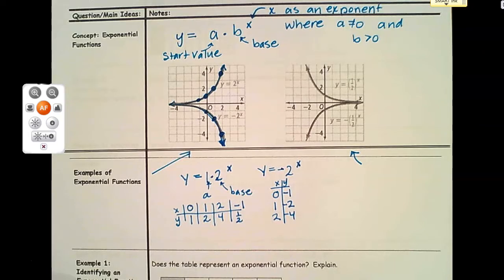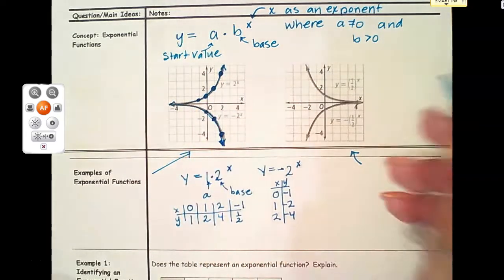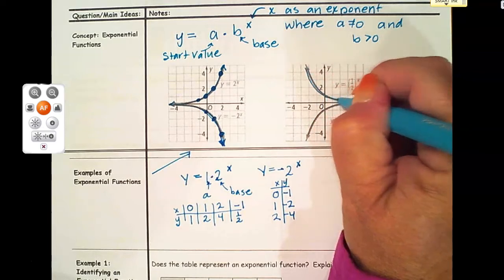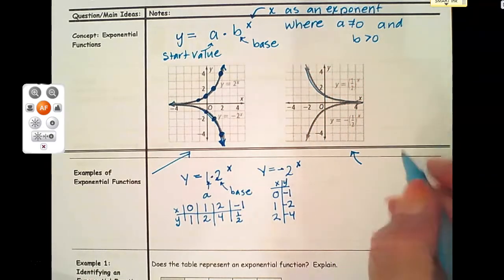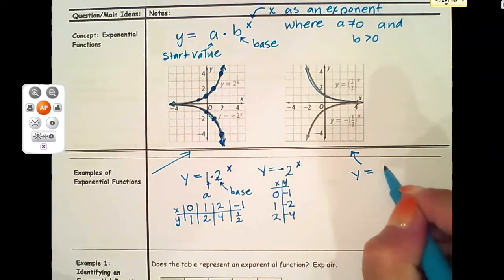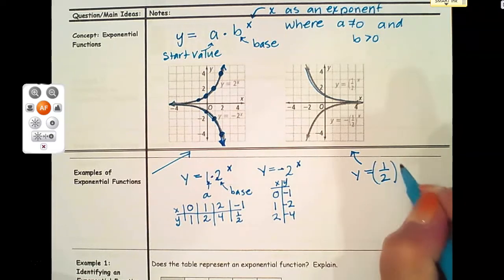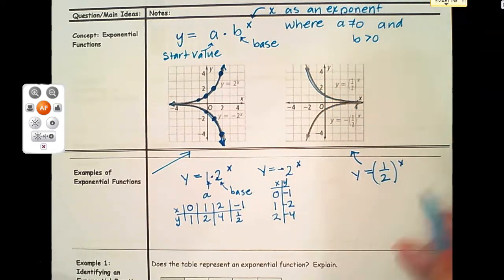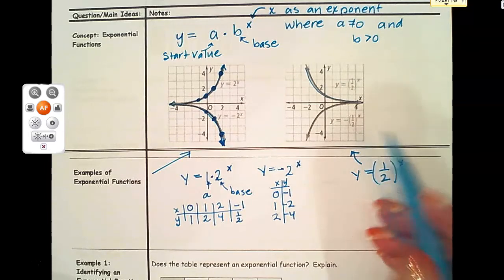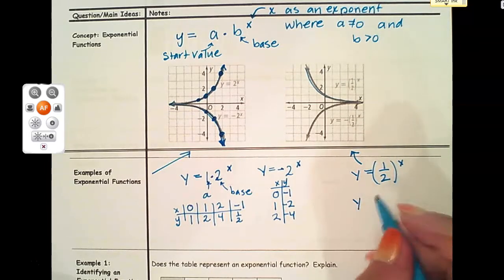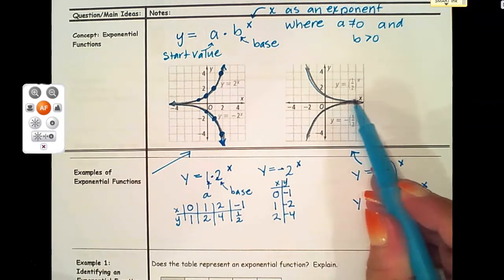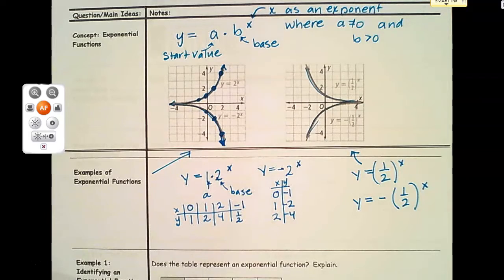And then, so this is called an exponential growth function, which we'll get into in the next unit. And here's what happens if our b value, or our base, is a fraction. So you can see this is y equals 1/2 to the x, and that's going to go downward. And then if I take and put that negative outside of the parentheses, this is the graph that forms for that.